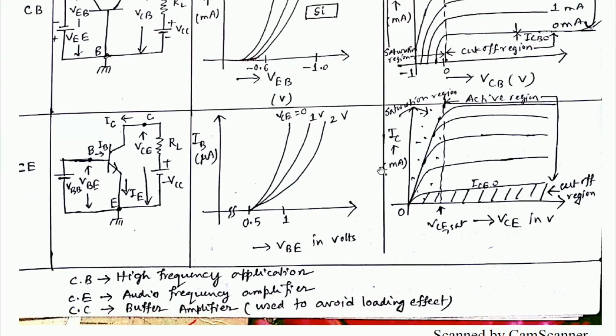CB is suitable for high frequency application. CE is an audio frequency amplifier. CC is for buffer amplifier, used to avoid loading effect.